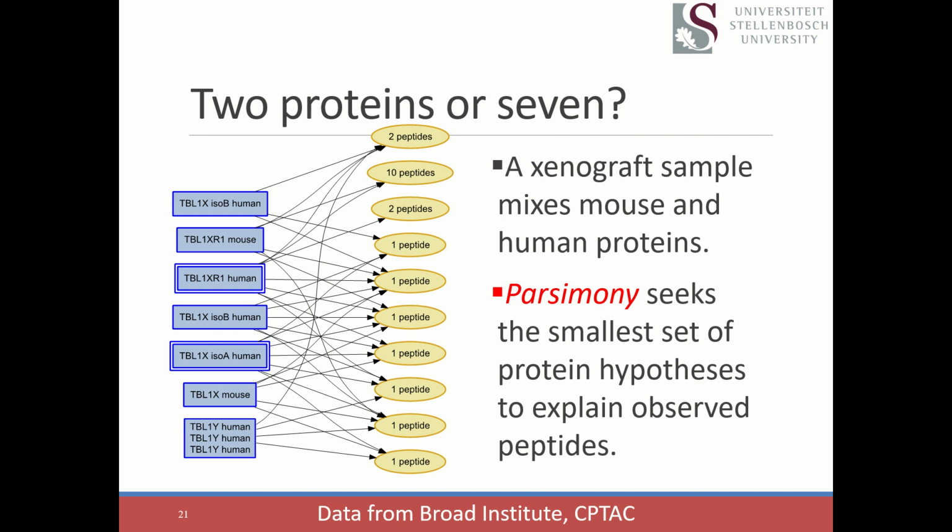And I want to note here, we're not in the business of proving negatives. We have not proved by this that there were no mouse proteins present. We just showed that these 2 human proteins were a sufficient explanation and a minimal explanation for what we saw.